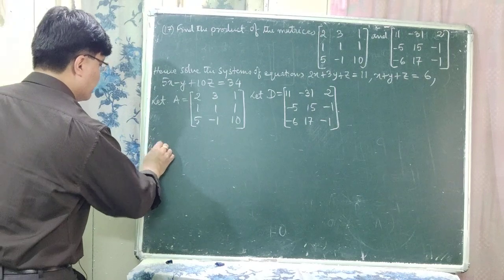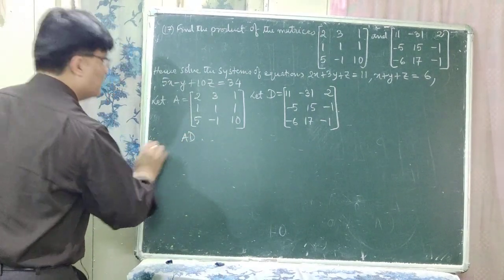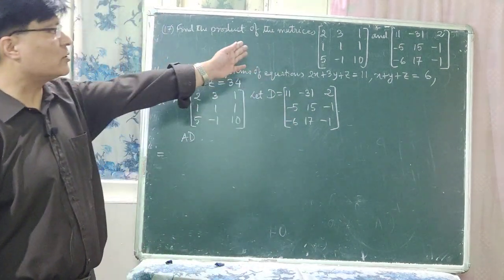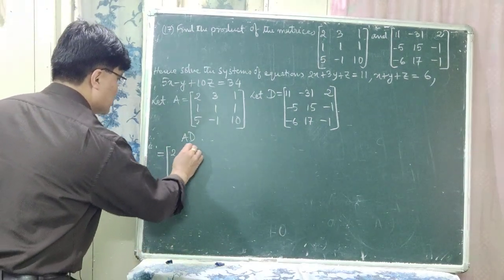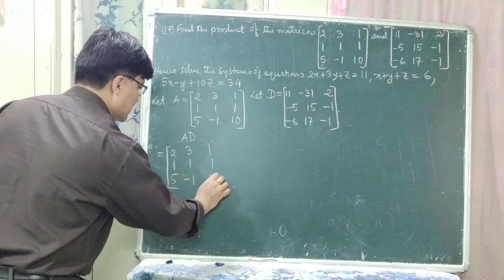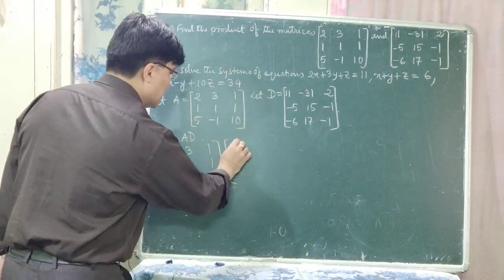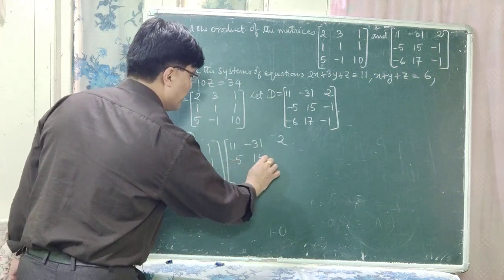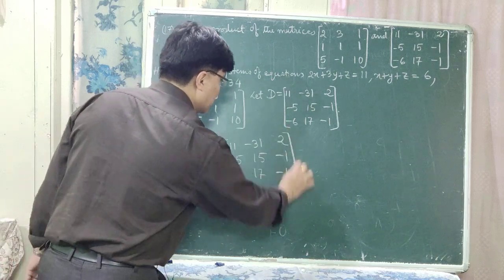So therefore, now we have to find out the product AD. So let us find out the product AD first, because in the first part you are asked to get the product of the two matrices. Okay? So what is capital A here? It is 2, 3, 1, 1, 1, 1, 5, minus 1, 10. Then what is capital D out here? It is 11 minus 3 1, 2 minus 5 1, 5 minus 1 minus 6 1, 7 minus 1.